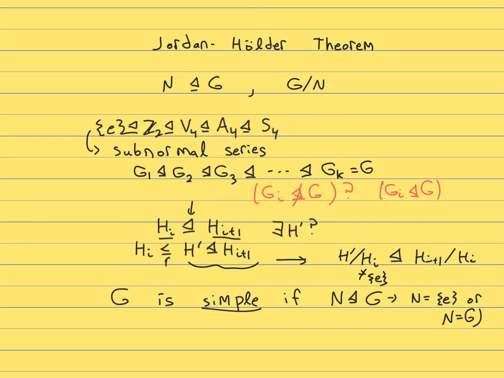And this Jordan-Hölder theorem is one of the places where this notion of simple arises. The point is that once you get to this point where each of these factors has a simple quotient, then you can't make the series any longer. In other words, suppose you've got a subnormal series.